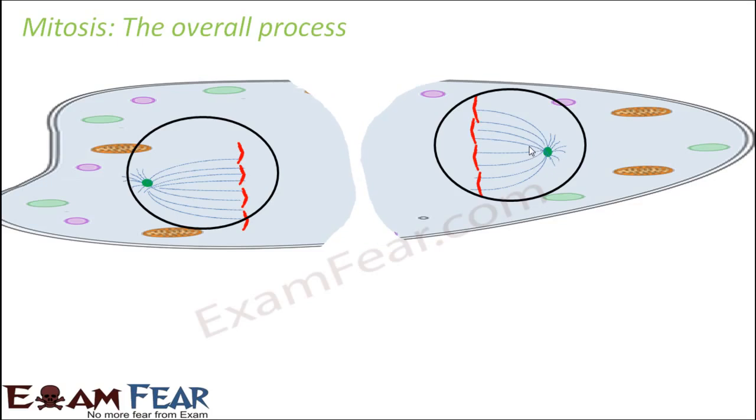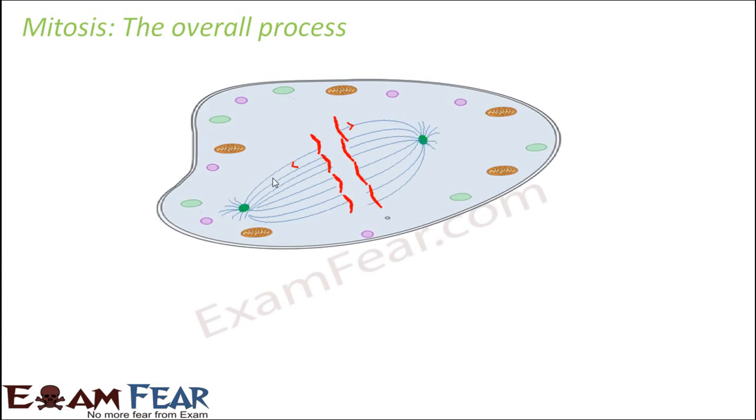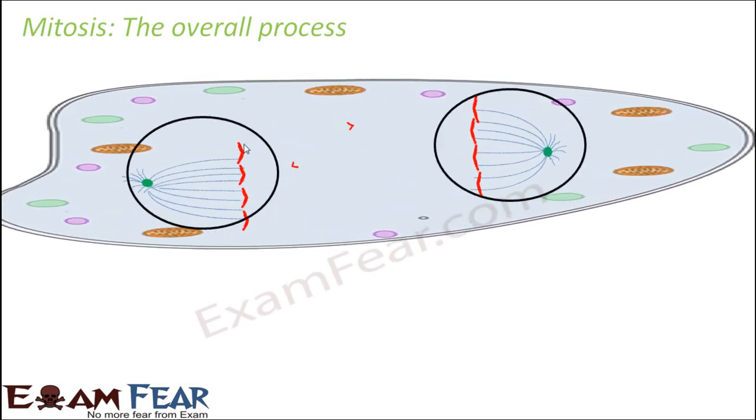You saw that? We'll see it once again. Both these kinetochore microtubules will pull the sister chromatids towards their own poles. As a result, one sister chromatid will move towards this pole, the other sister chromatid will move towards this pole. So the sister chromatids will get separated. And then what will happen? The cell will also elongate due to the non-kinetochore microtubules.